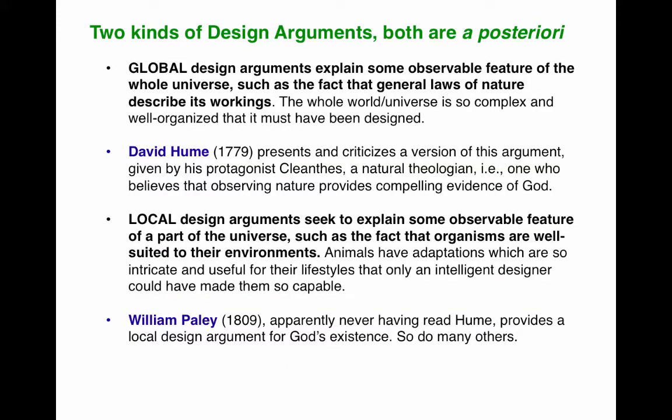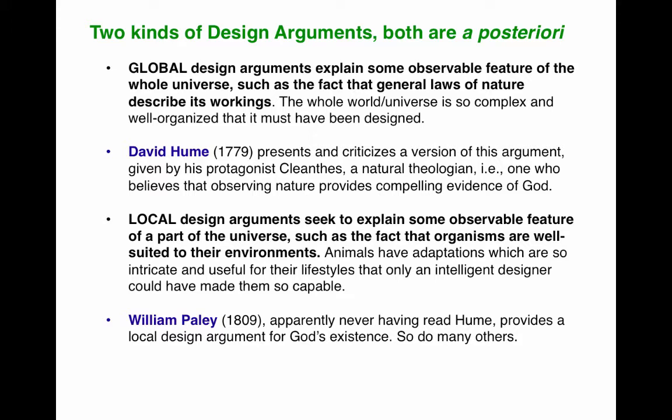There are two kinds of design arguments. Both are a posteriori. Global design arguments explain some observable feature of the whole universe, such as the fact that general laws of nature describe its workings. The whole world universe is so complex and well organized that it must have been designed. David Hume in 1779 presents and criticizes a version of this argument given by his protagonist Cleanthes, a natural theologian. That's someone who believes that observing nature provides compelling evidence of God.